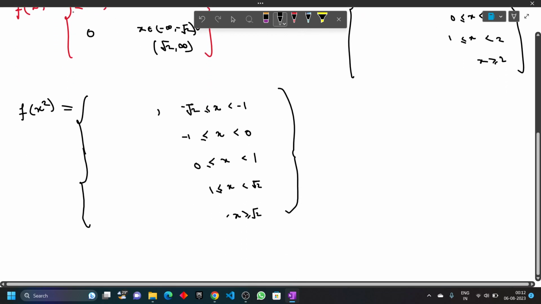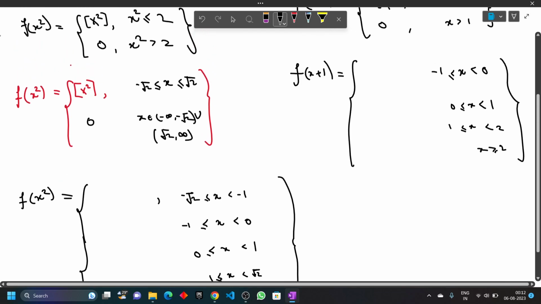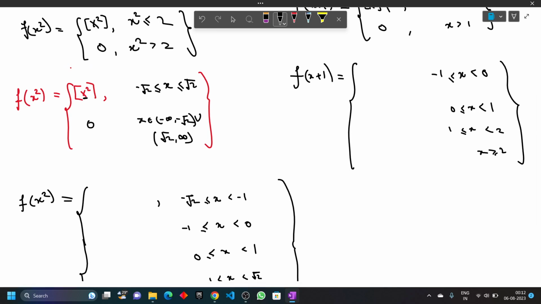Now if x belongs to minus root 2 to minus 1, then x squared will belong to 1 to 2. If x squared belongs to 1 to 2, then the greatest integer would be 1, of course. So we write 1. Now if x belongs to minus 1 to 0, then x squared belongs to 0 to 1, and then the greatest integer of x squared will be equal to 0.